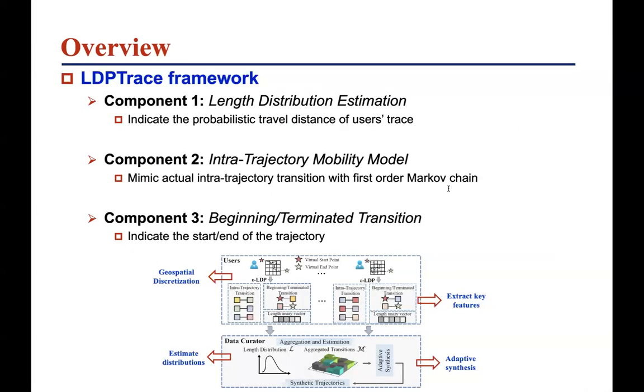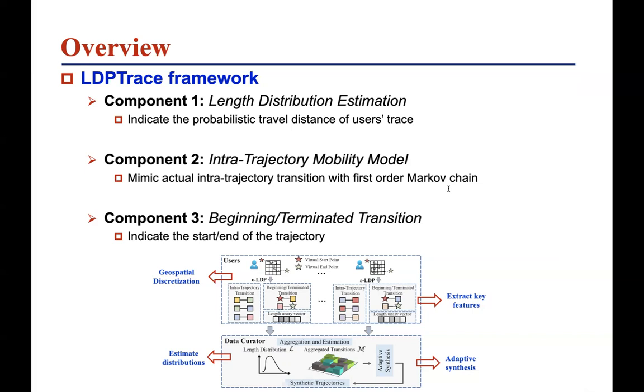So here is the framework of our method, LDP-Trace. Instead of directly perturbing location data, we aim to extract the key movement patterns of each user and use them to synthesize realistic trajectories. There are three main components of LDP-Trace.